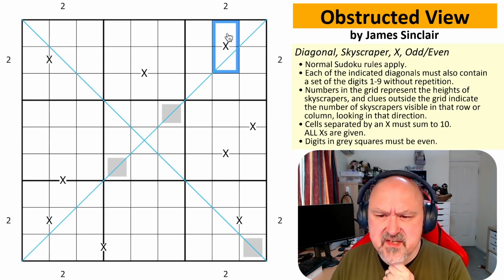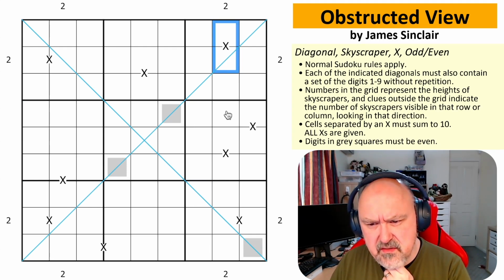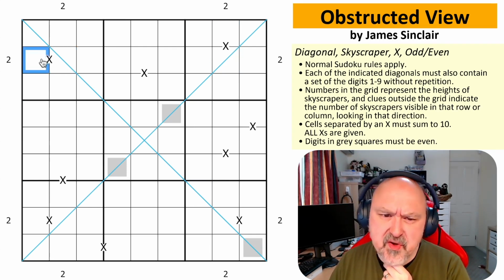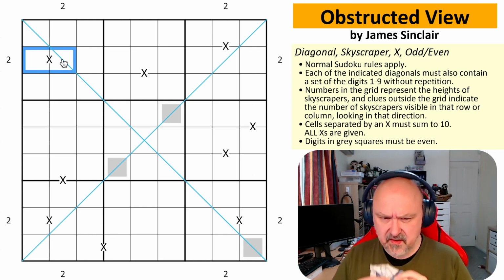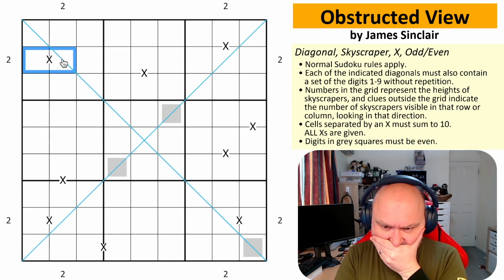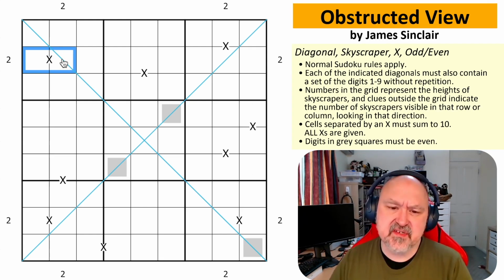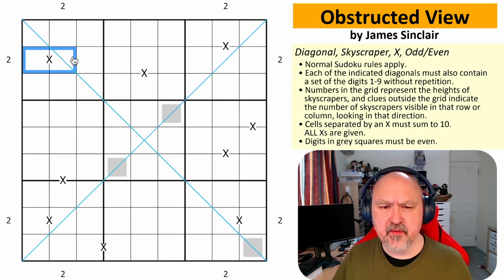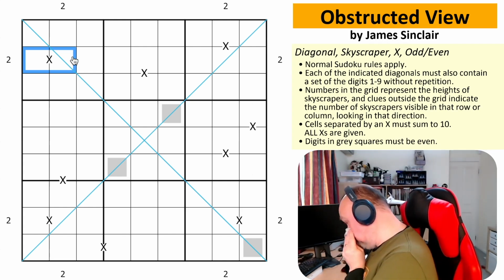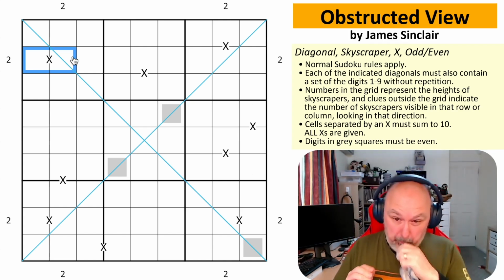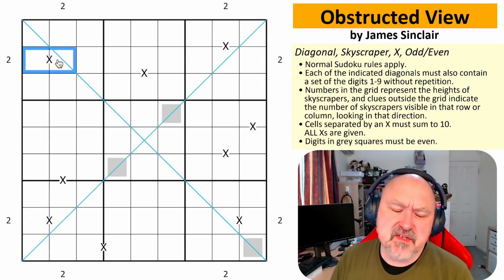So is it these skyscraper clues on X's? Because a skyscraper clue on an X has to be limiting. Because how could this work? Excuse me for 1 second. How could this work?